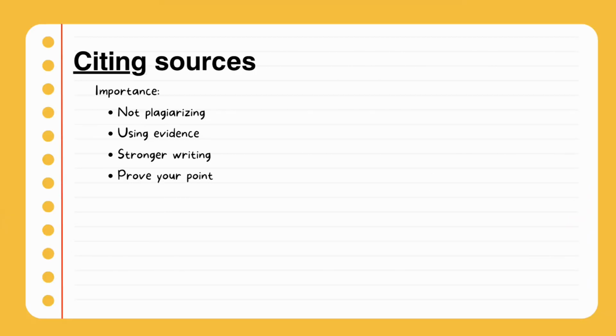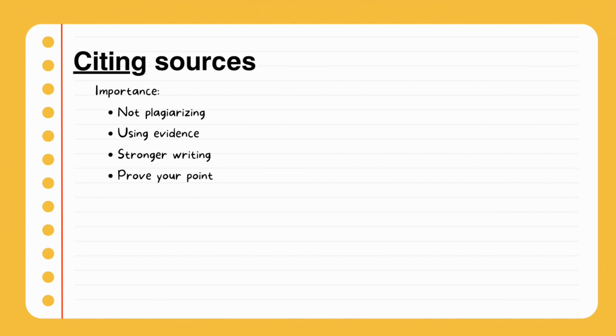So if we look at it all again, citing sources, the importance of them is we want to make sure we're not plagiarizing. Plagiarizing is something that's really bad. We never want to do it. If you're in high school or college, plagiarizing could get you into big trouble. We never want to steal somebody else's work.